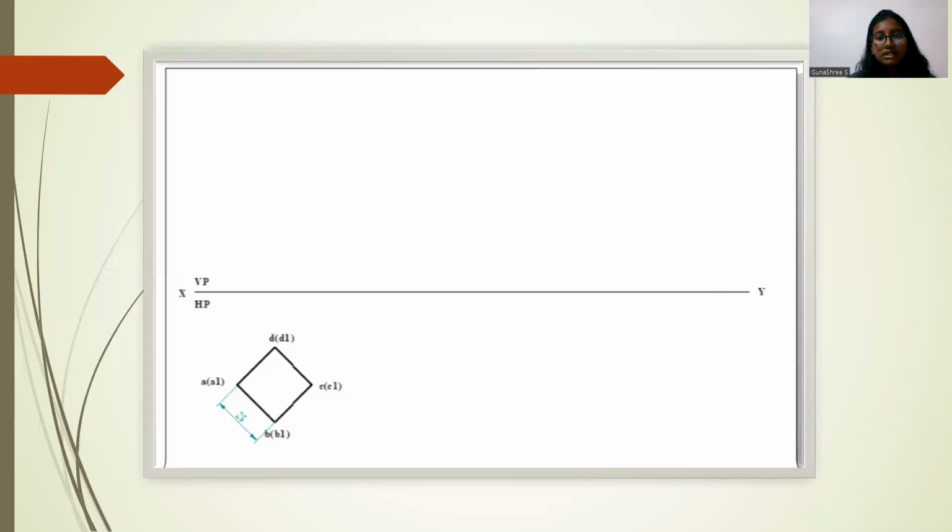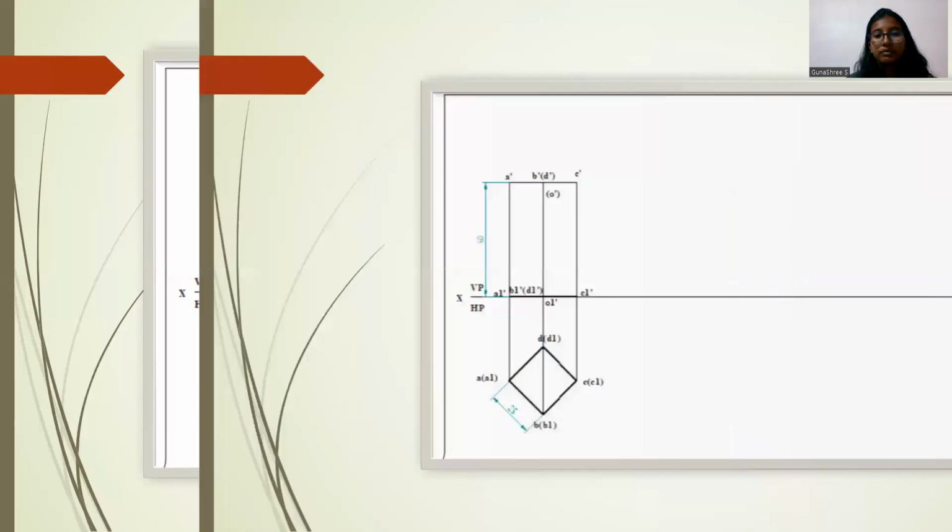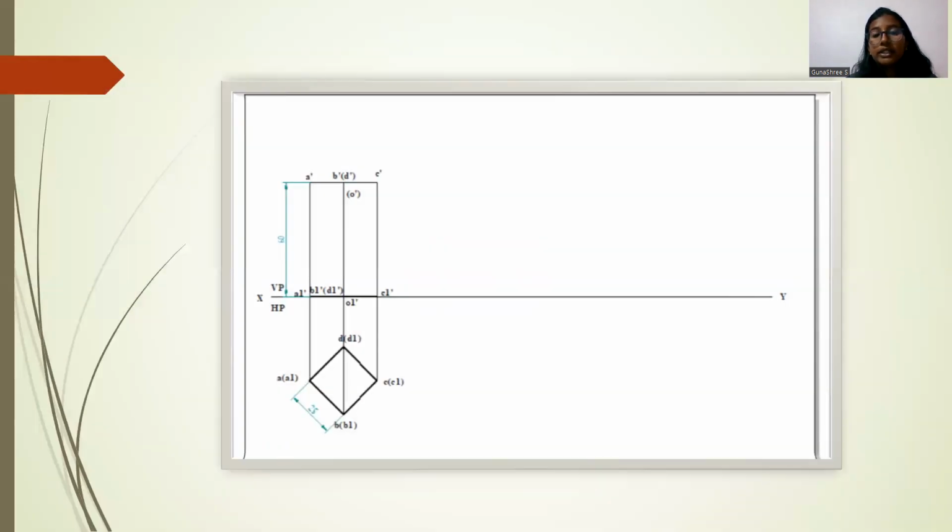Because it is stating a prism, there will be two squares, of which only one can be seen. The positions are A of A1, B of B1, C of C1, D of D1. After constructing the square, draw the vertically upward lines towards the XY line, and there mark the positions A1 dash, B1 dash, D1 dash, C1 dash, and O1 dash will be the center of the square.